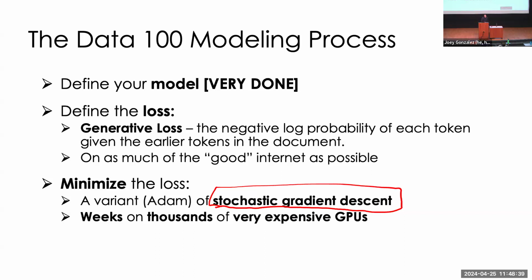We run these things for weeks on thousands of very expensive GPUs. I'm talking like 25K per GPU. Actually, I think it's more than that right now. So very expensive GPUs, thousands of them running for weeks. So it's expensive to build these because we are trying to bake all of human knowledge into predicting just the next word.